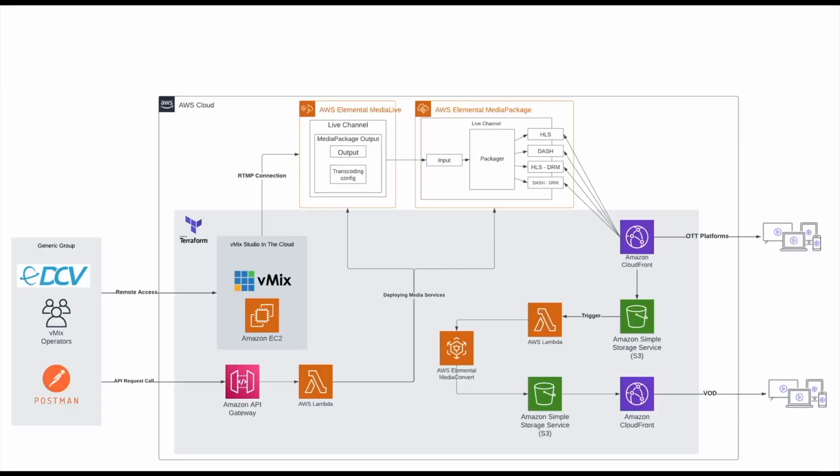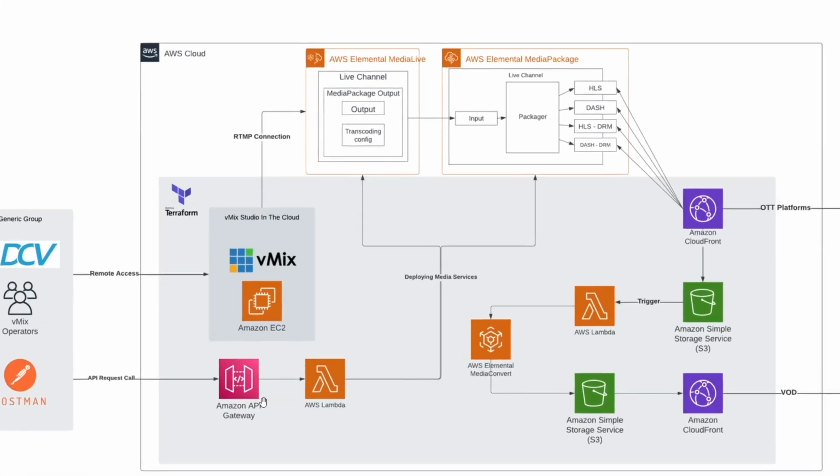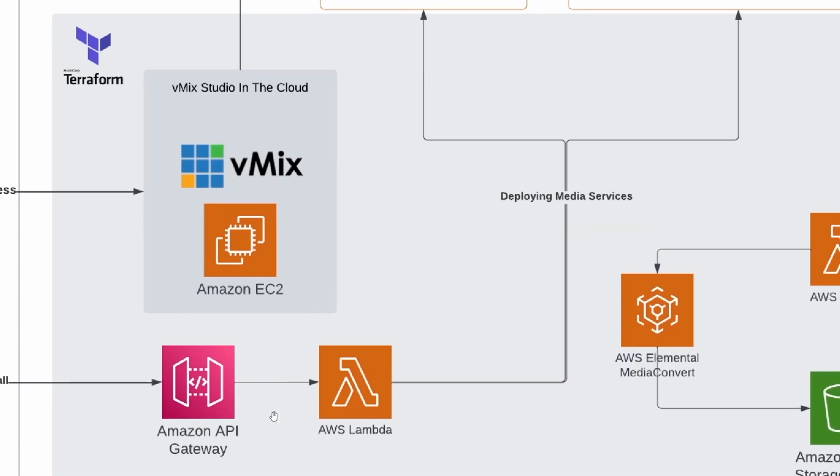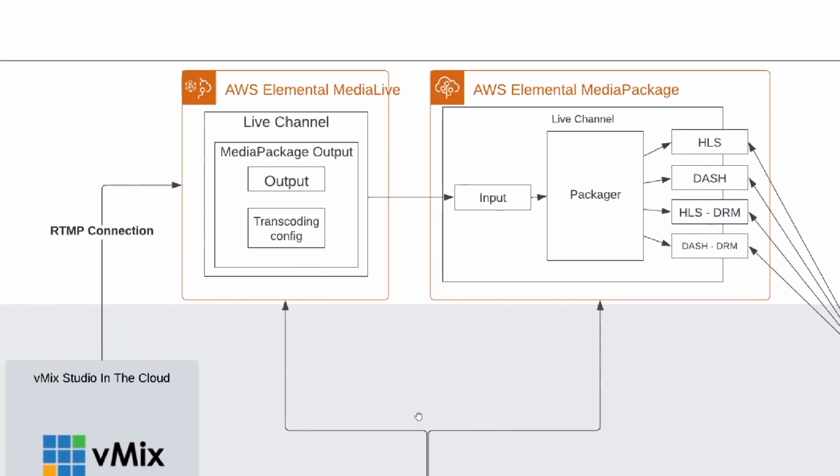Welcome to the demonstration of a powerful streaming workflow using vMix on AWS. This workflow will take you from live streaming to create video on demand assets for your viewers. Terraform sets up an Amazon EC2 instance with vMix and other necessary applications installed together with an API that will control the AWS Media Live and Media Package.